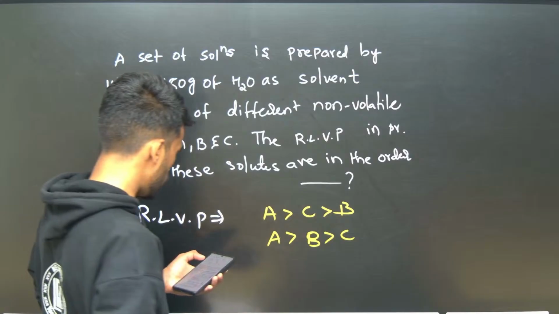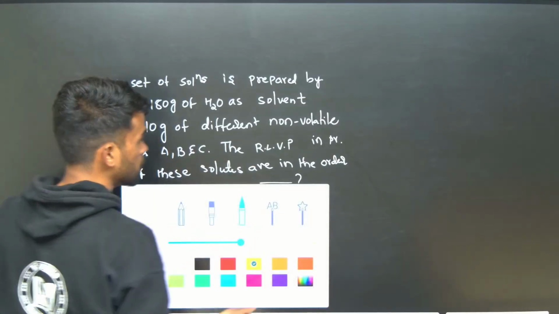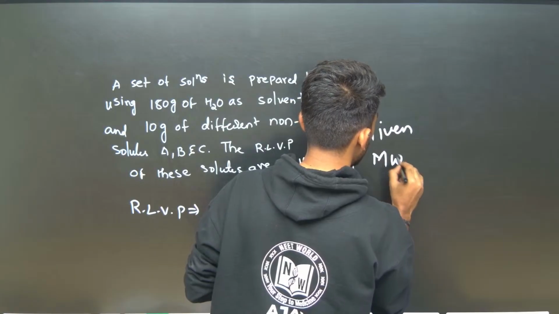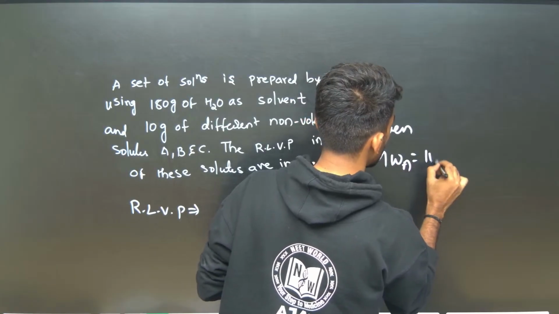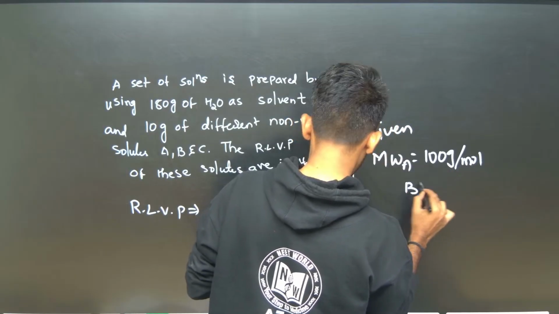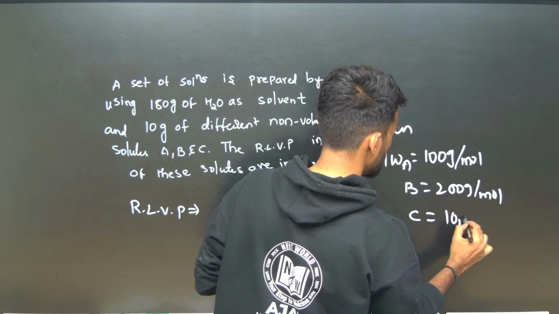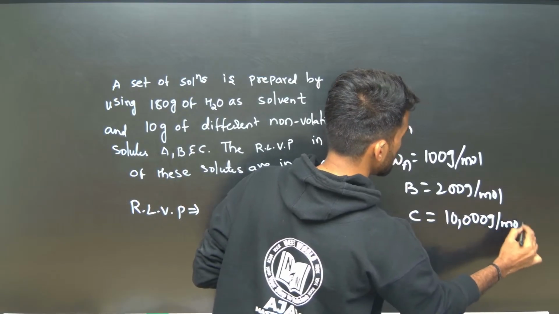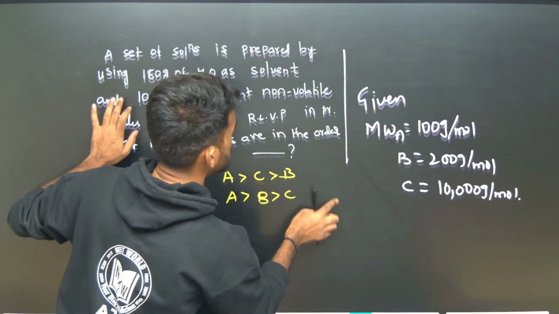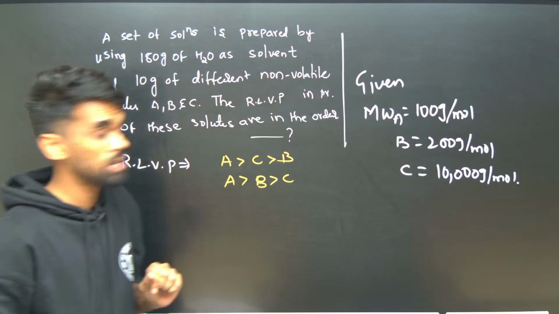So now how can we arrange them? Just look here. The given data also contains molar mass of A is 100 gram per mole, for B 200 gram per mole, for C 10,000 gram per mole. Very easy, just look at its data and formula and try to understand the question. See, this is a JEE Mains question, previously asked.